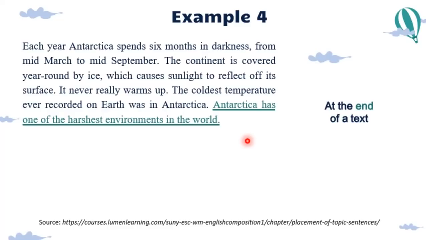Now, if we look at the details presented before the last sentence, we can see a clear description of how things are in Antarctica: the people there spend 6 months in darkness, and it is surrounded by ice. It's very, very cold, and in fact, the coldest temperature was recorded in Antarctica. So this is all summarized in this one sentence, where it is stated clearly that Antarctica has one of the harshest environments in the world. So again, a main idea can also be stated at the end of a text.